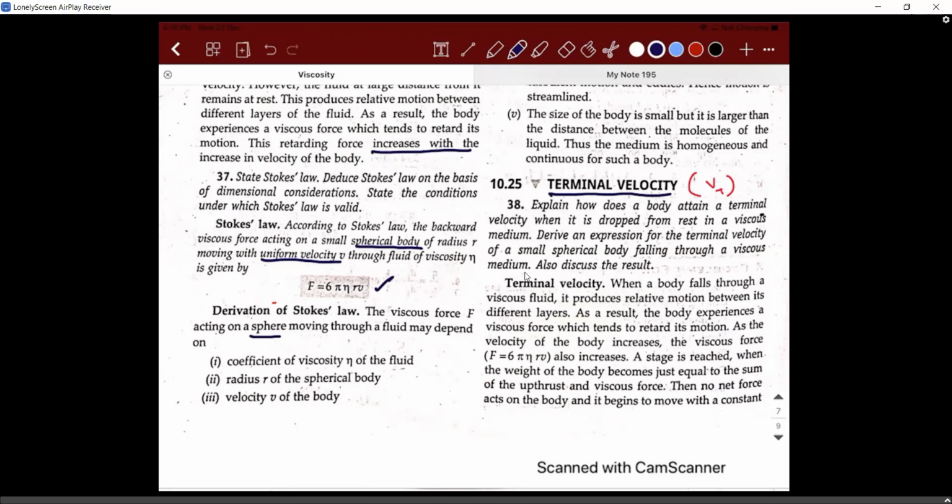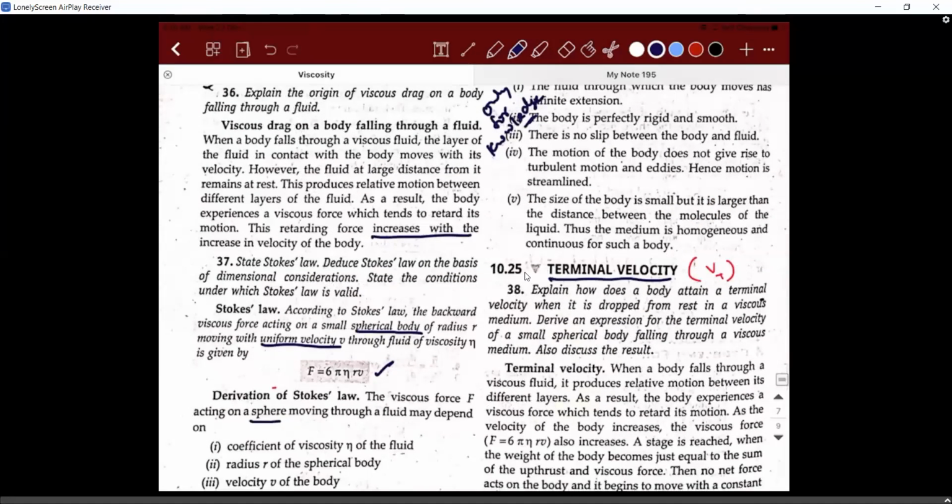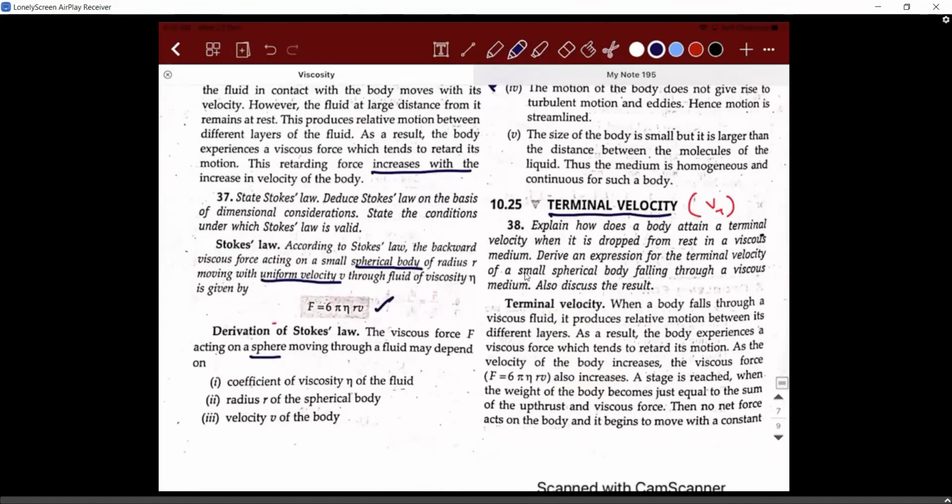Okay. So what is the first part they are expecting us to know? Explain how does a body attain a terminal velocity when it is dropped from rest into a viscous medium. It is the same explanation that we saw here. Viscous drag is there, no? So when a body falls through a viscous fluid, what will happen? It produces a relative motion between the layers, accepted? Because the solid will be in contact with the liquid, moving with the same velocity, the farther layers will be at rest. So there is a relative velocity. As a result, the body experiences viscous force, which tends to do what?